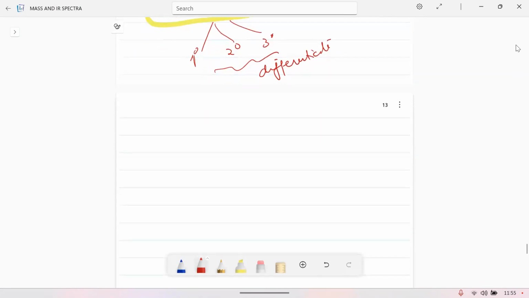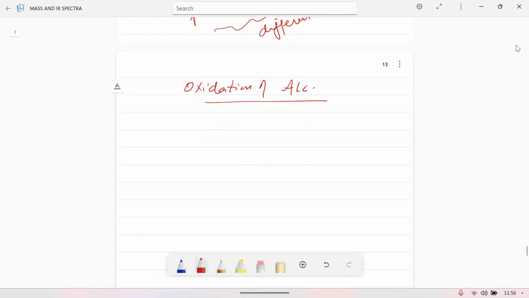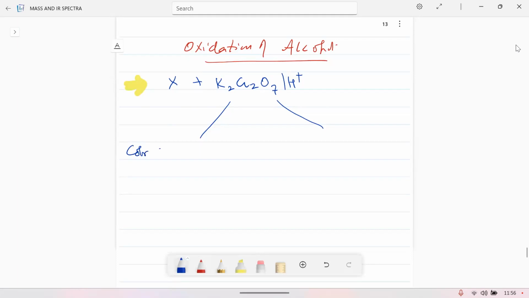So to differentiate between them, what you have to do? You have to take the help of oxidation of alcohols. So that will bring us to the third test. They would say X, you are adding potassium dichromate in acidic medium. Now there are two possibilities. Either the color changes from orange to green, or there is no change in color.